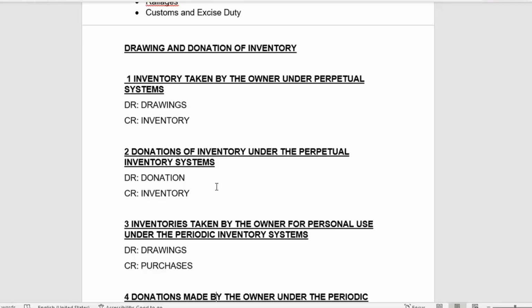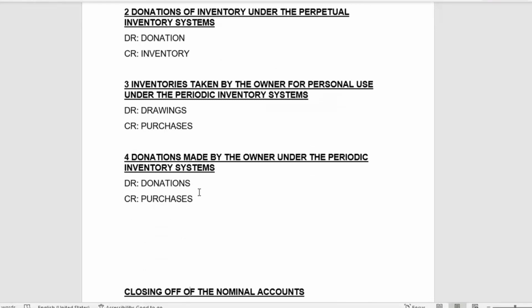And then with drawings, we are affecting our equity. So inventory will always be on the credit side. It's there in the study guide. Make sure that you revisit that, or as per your request, I can send you those notes and then you'll see whether you are following it or not. So number 3 says inventory taken by the owner for personal use under the periodic inventory system. You're still going to have your drawings, and then you credit purchases. And for a donation made by the owner under the periodic inventory system, you're going to have donations and then you're going to credit purchases.